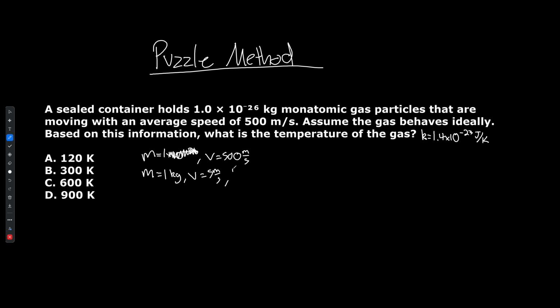And they give us K. K is equal to 1.4 times 10 to the negative 23rd joules per Kelvin, which, like I said, we're just going to kind of ignore all of that scientific notation stuff. Let's just pretend K is 1.4. Okay. So with that being said, like I said, puzzle method, we're going to start off with the temperature.